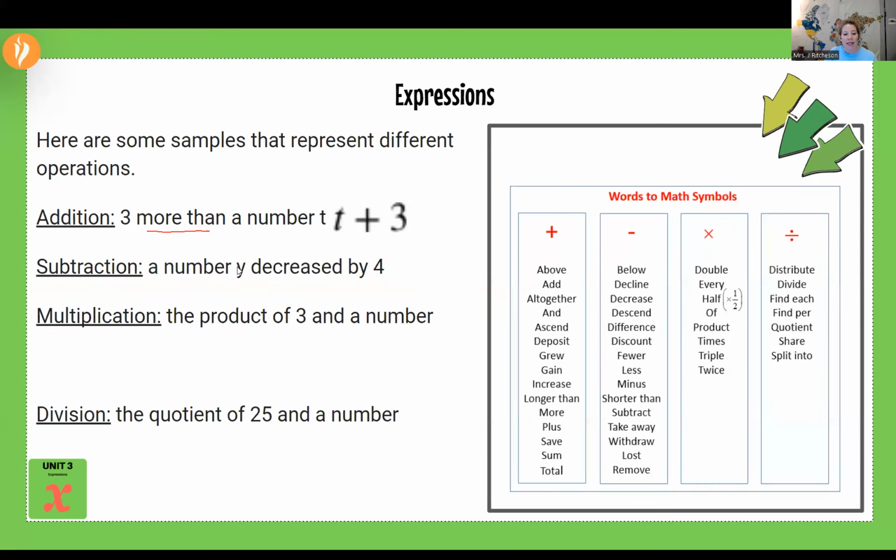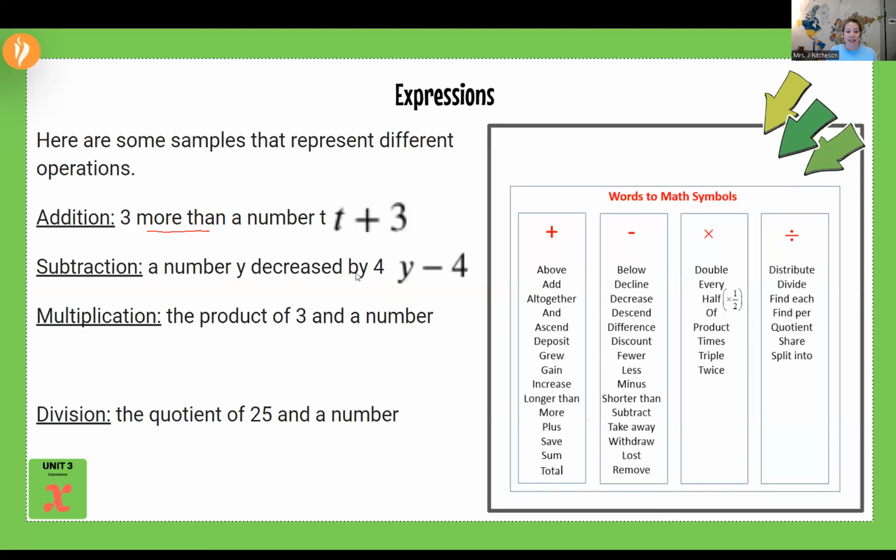A number Y decreased by 4. So we're going to find decrease over here. We know it's subtraction. We're going to stay true to the order that we see. The only time we reverse order is if we see more than or less than. That's almost always true, but those are the most popular ones. All right, so Y minus 4.